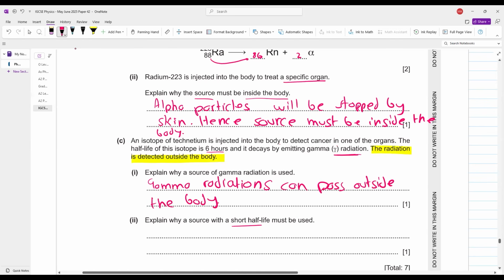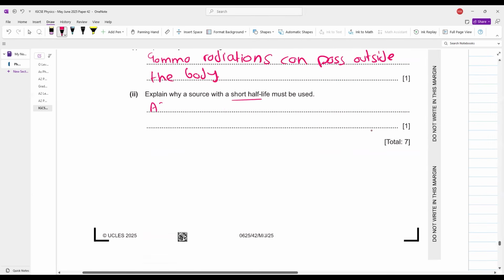Explain why a source with a short half life must be used. एग्जामिनर पूछ रहा है कि शॉर्ट हाफ लाइफ वाली सोर्स क्यों यूज करनी चाहिए? 6 hours, 2 hours वाली सोर्स क्यों यूज करनी चाहिए? Because after a few days, very little radiation is left or little radiation is emitted. We'll say after a few days, very little radiation is emitted.